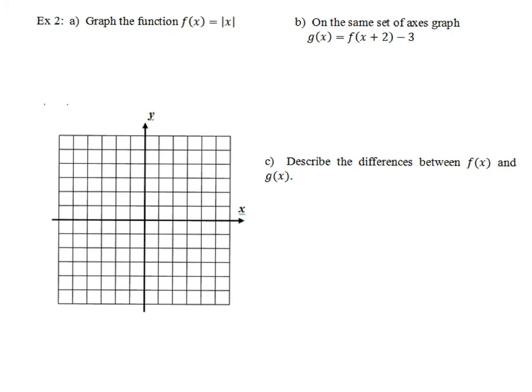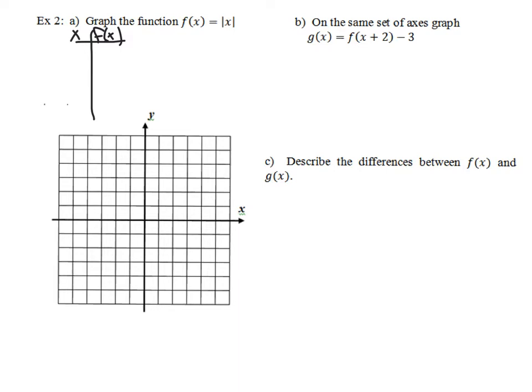In exercise number 2, we're going to start with a different function. F of x equals the absolute value of x. This is another parent function that you should be familiar with. Let's make a table of values for the function f of x equals the absolute value of x. So I've got my x column and my f of x column. And all we're doing is taking the absolute value of the x coordinate.